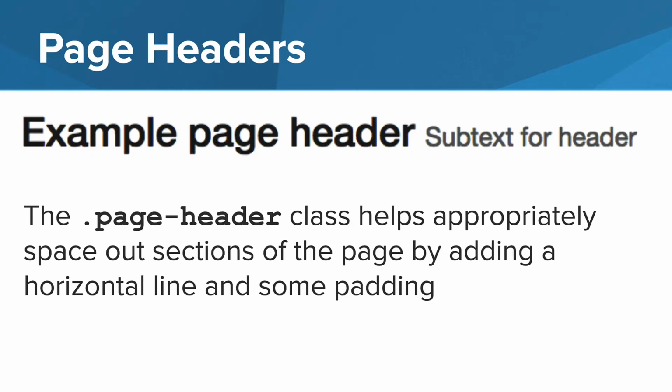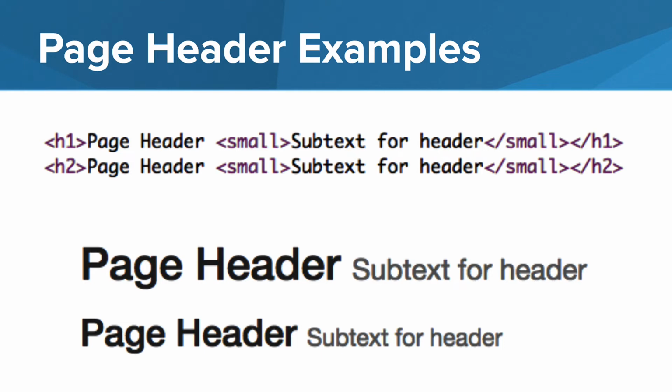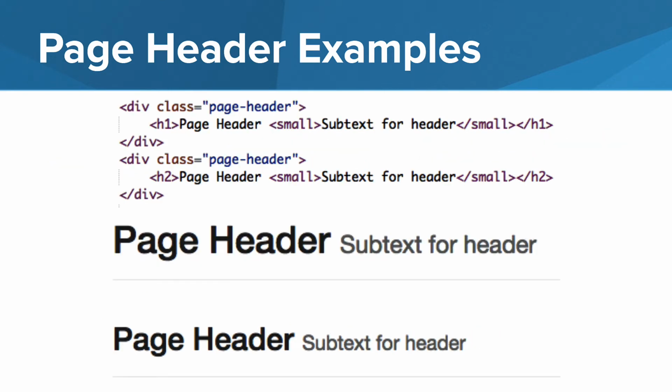The page header class helps appropriately space out sections of the page by adding a horizontal line and some padding. Take this page header example with a heading and a smaller subheading. Placing each header inside a div tag, we can add the page header Bootstrap class to style each one with a horizontal line below it.